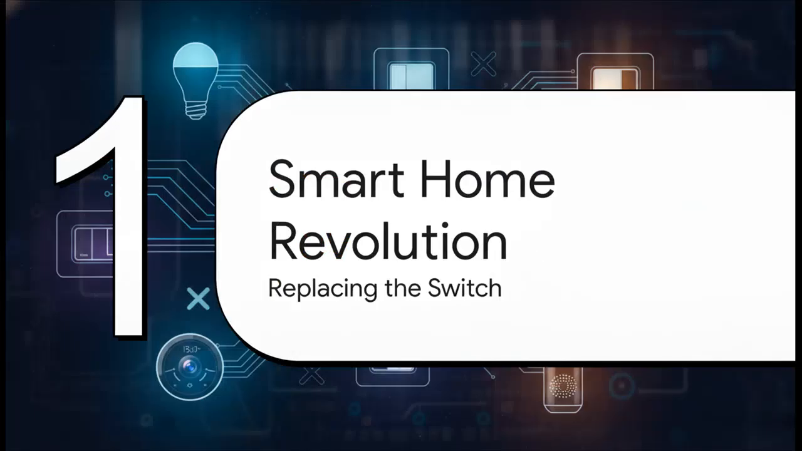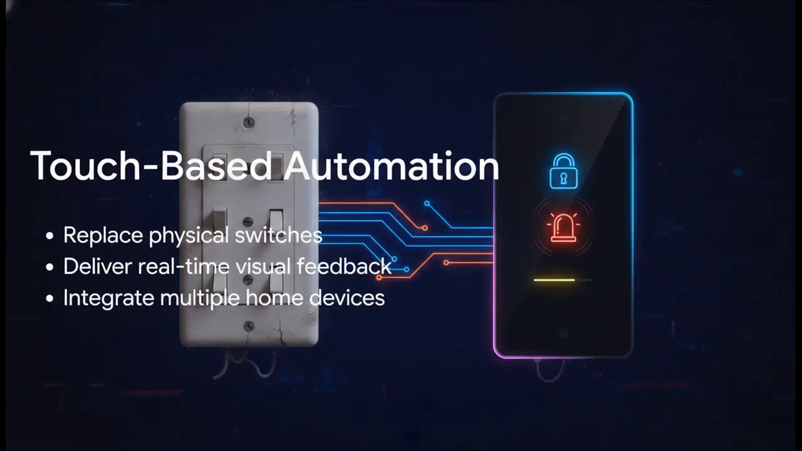All right, part 1, the smart home revolution, replacing the switch. The whole goal of this project is to totally replace those physical switches with an intuitive touch control. We want real-time visual feedback, and we want to integrate everything under a single, sleek interface. Think about it for a second. A mechanical switch literally only tells you if it's up or down, but a graphical user interface, a GUI, can tell you if the front door is locked, if the alarm is currently armed, and exactly what percentage your lights are dimmed to. It's a total game changer for how we interact with our environment.